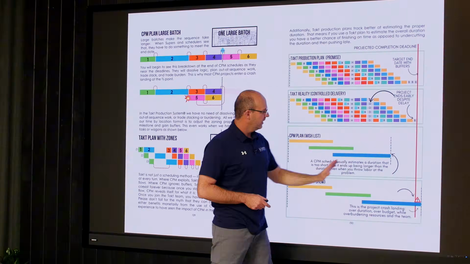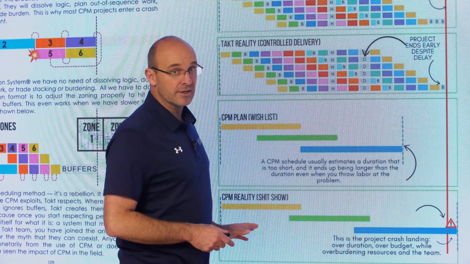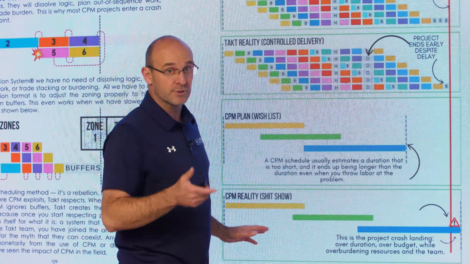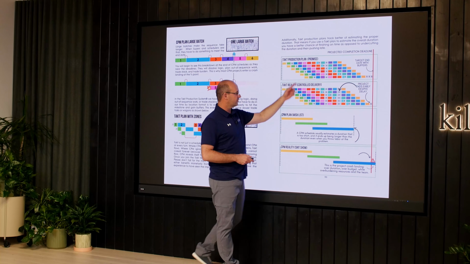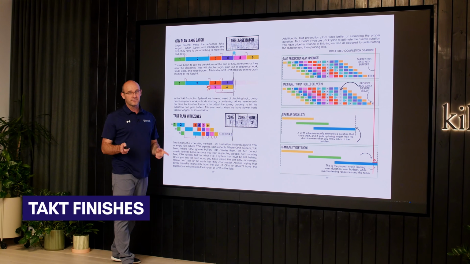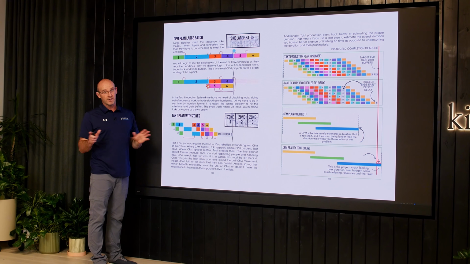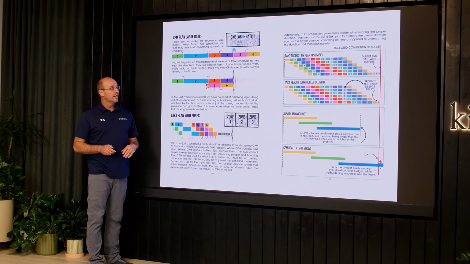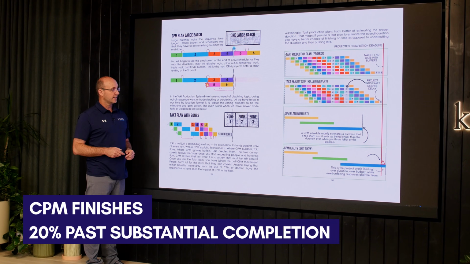In CPM, you can wish list it all you want, but because it's on a critical path and batched improperly and it's a rush, push, and panic system, you're going to overshoot the duration. We've tracked that historically. Takt finishes typically 1 to 5% ahead, even if done marginally well. CPM finishes on average 20% past substantial completion.